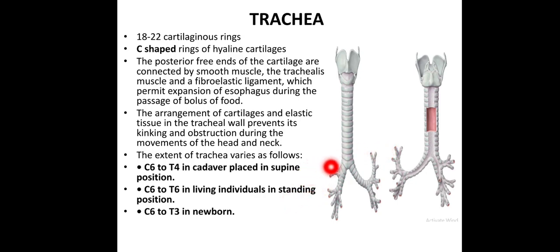The extent of trachea varies in these individuals. First of all, it extends from C6 cervical vertebra to T4 thoracic vertebra in the cadaver because it is placed in the supine position. It varies from C6 cervical vertebra to T6 thoracic vertebra in the living individual in a standing position. It is situated from C6 cervical vertebra to T3 thoracic vertebra in the newborn.